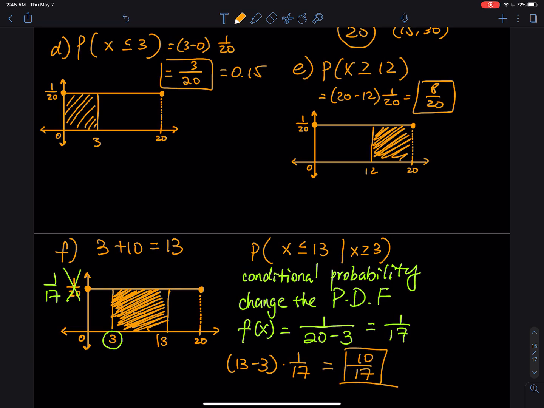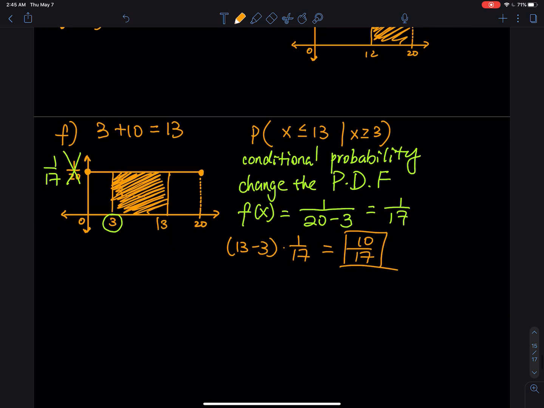So that's how you answer a probability question. Okay, the next one is G. So you have the screenshot, right? You have the problem. I am not going to go back up to the problem.